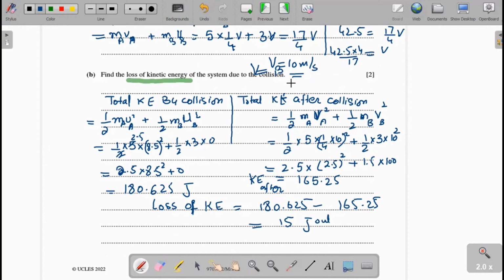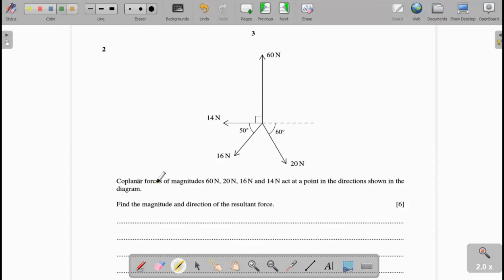Now, the next part. Here the coplanar forces of magnitude 60 Newton, 20 Newton, 16 Newton and 40 Newton act at a point in the direction shown in the diagram. Find the magnitude and direction of the resultant force. We have to find the magnitude and direction of the resultant force. Here are the components of forces given. Now we see that these are the forces 60, 40 Newton, 16 Newton, and 20 Newton.